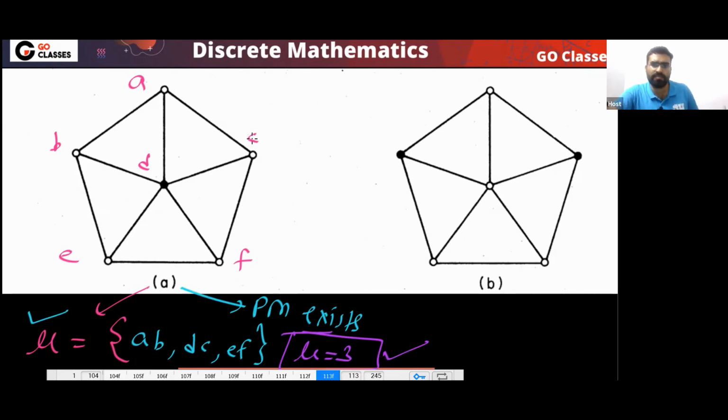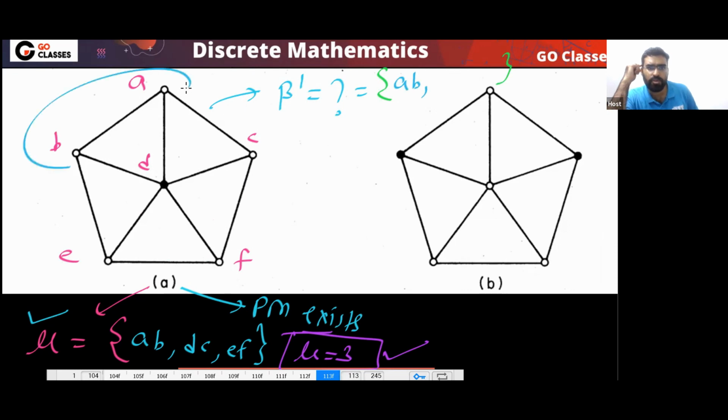And what is the edge cover number for this graph, beta dash? Using edges, you want to cover all the vertices, with the minimum number of edges. You can take AB, EF, and CD. So you can notice that this beta dash is also 3.